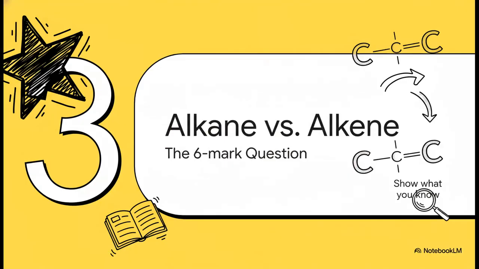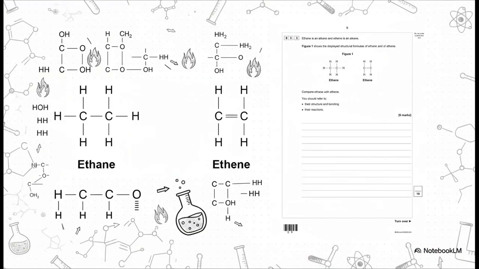Okay, deep breath. Here comes the big one. This is the 6 marker. This is where you get to pull everything together and really show the examiner what you know. It's all about a detailed, structured comparison. So they give us the structures for ethane and ethene, and the task is to compare them in 2 key areas. First, their structure and bonding, and second, their reactions. Now, to snag all 6 of those marks, you absolutely have to talk about both of those things. You can't just focus on one.